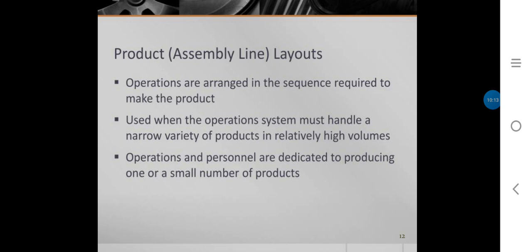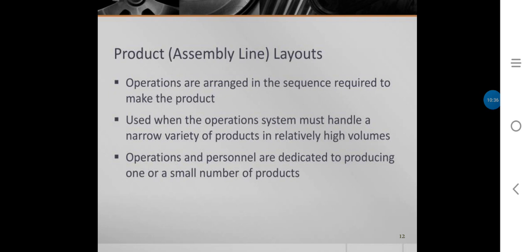And the second one is the product or assembly line layout. Operations are arranged in the sequence required to make the product, and it is used when the operation system must handle a narrow variety of products in relatively high volumes. Operations and personnel are dedicated to producing one or a small number of products.